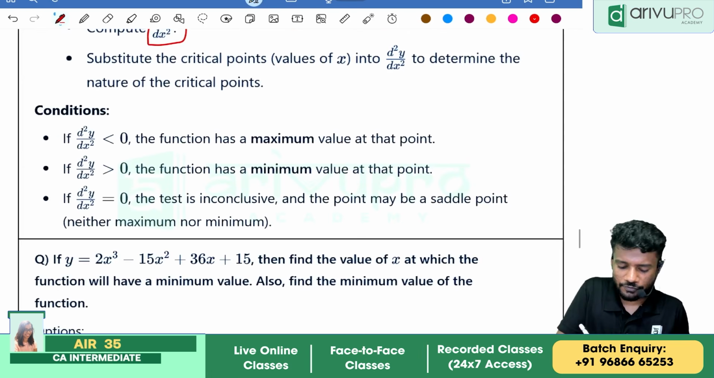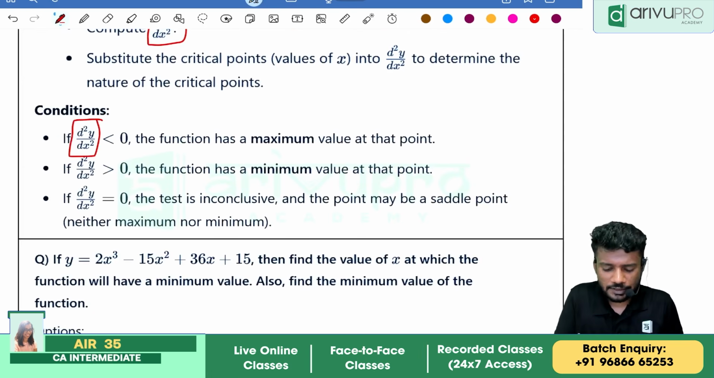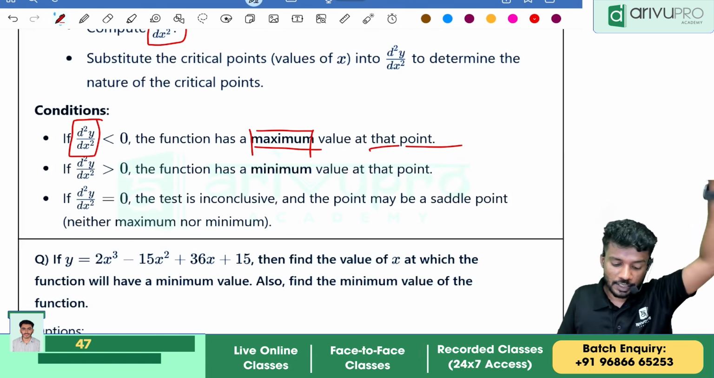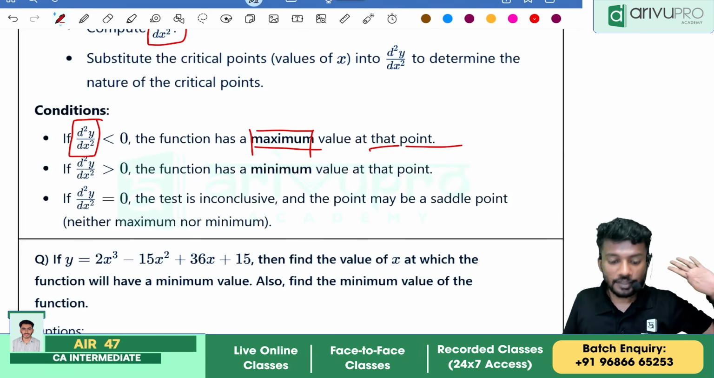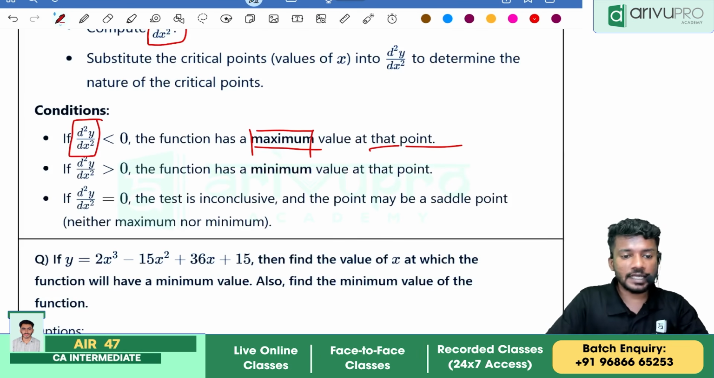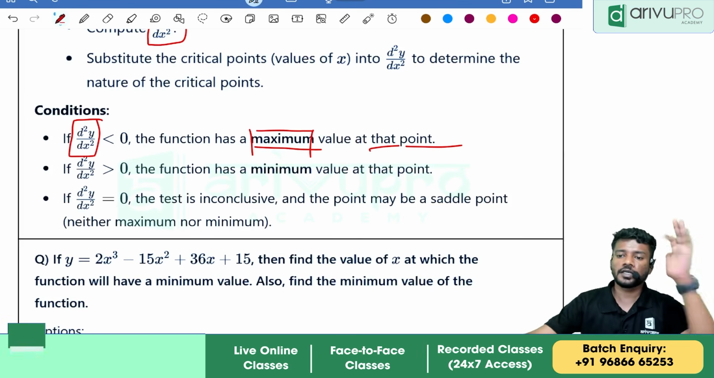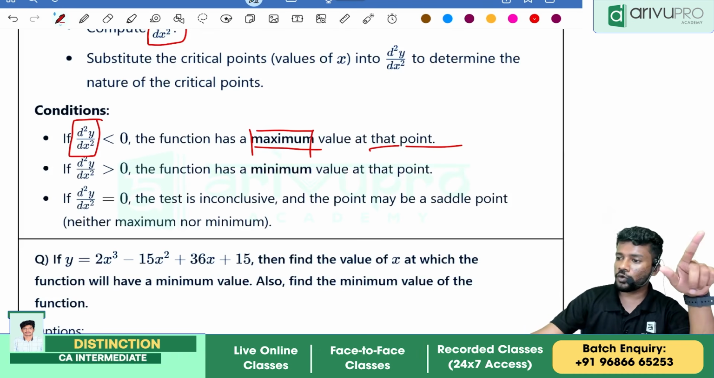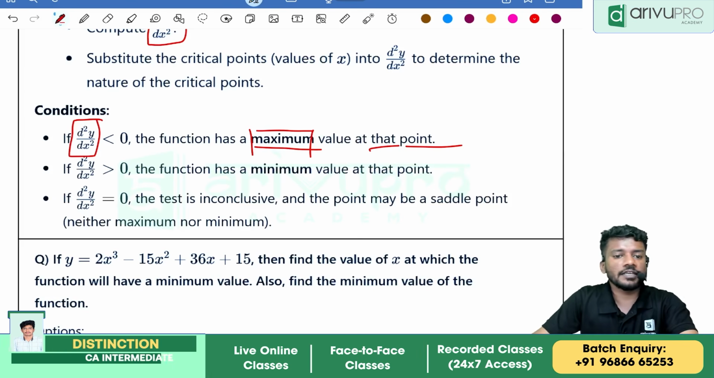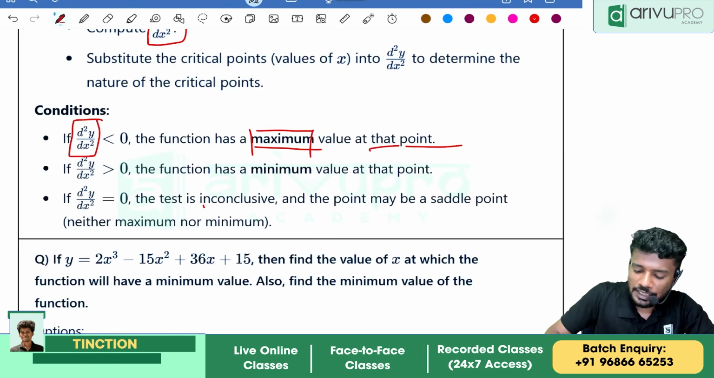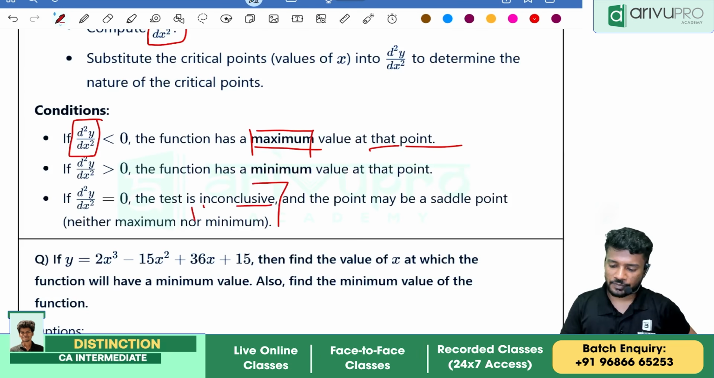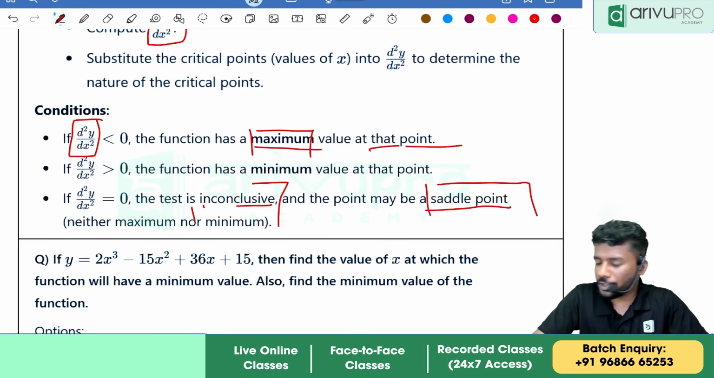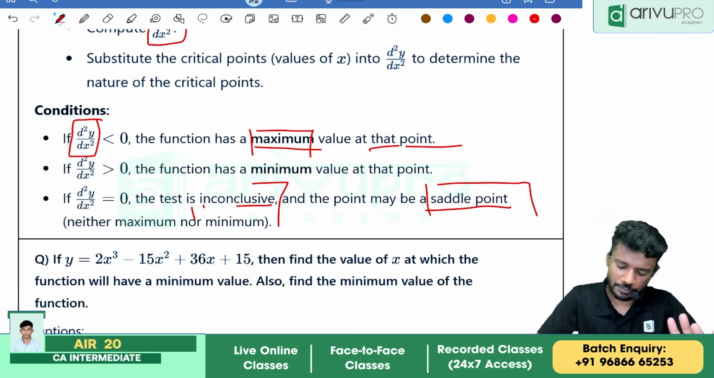That means if d square y by dx square is less than 0, the function has a maximum value at that point. Make a note. A direct question can also be asked. If this second derivative is less than 0 while performing maxima and minima, then the function has a maximum value there. If it is greater than 0, it is a minimum value at that point. If it is equal to 0, the test is inconclusive, and it is called a saddle point. Saddle point means neither maximum nor minimum.